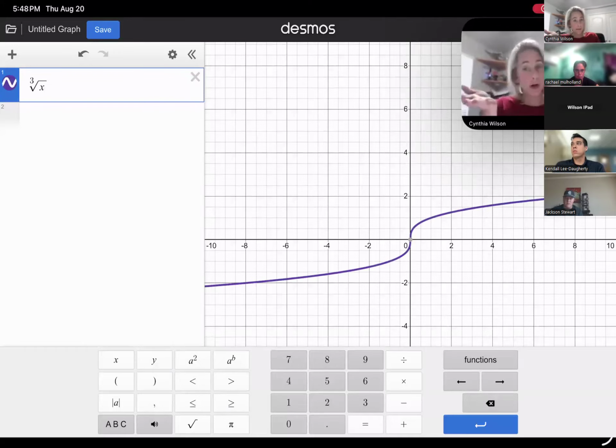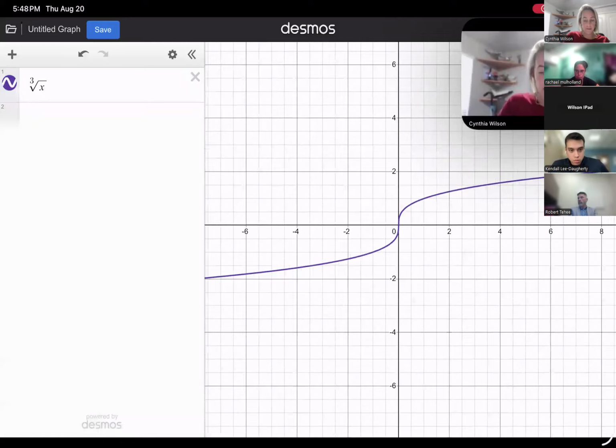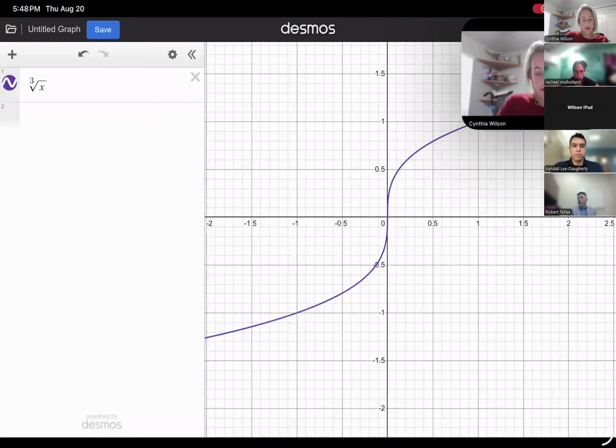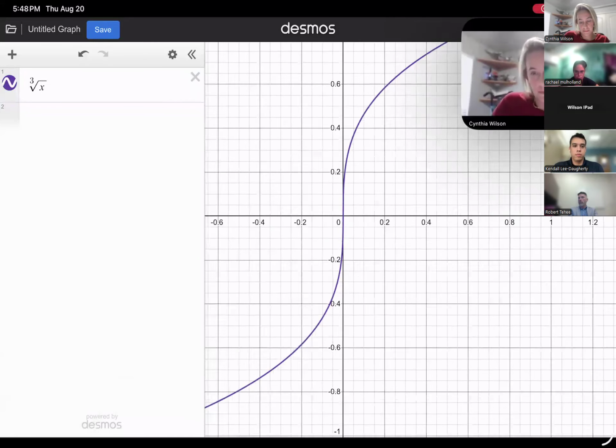Okay, so similar graph, right? All right, and where I'm seeing most people say it fails is right there in the middle, right at that 0, 0. So if I continue to zoom in on that 0, 0.